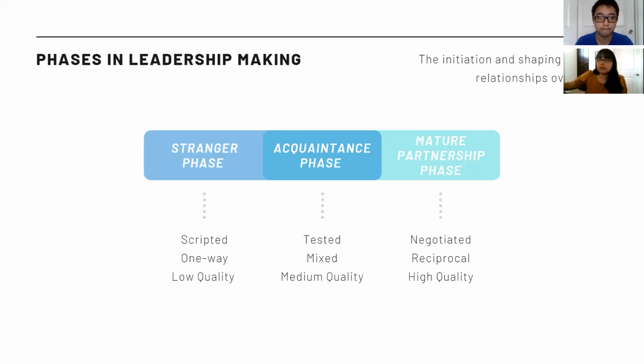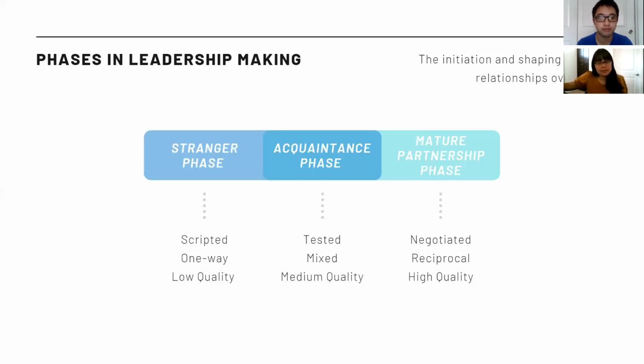On our next slide, researchers suggest that the relationship between the leader and the member develops progressively over time in three phases: the stranger phase, the acquaintance phase, and the mature partnership phase. During the stranger phase, roles are scripted, influence is often one way, exchanges are very low quality, and interests are in oneself.